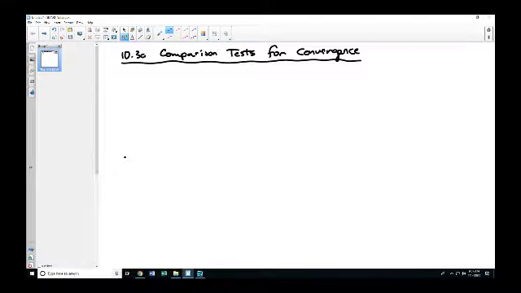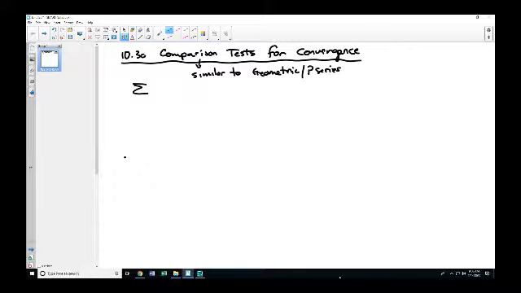The two comparison tests: one is called the comparison test and one is called the limit comparison test. They make things a little bit easier, as you saw with that integral test problem we had. So we're going to use this with series that are very similar to geometric and p-series, but are not exactly geometric or p-series.